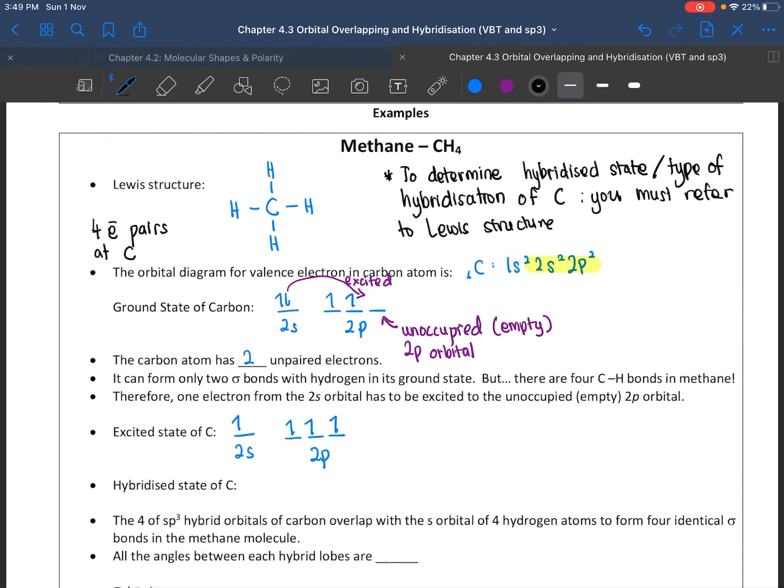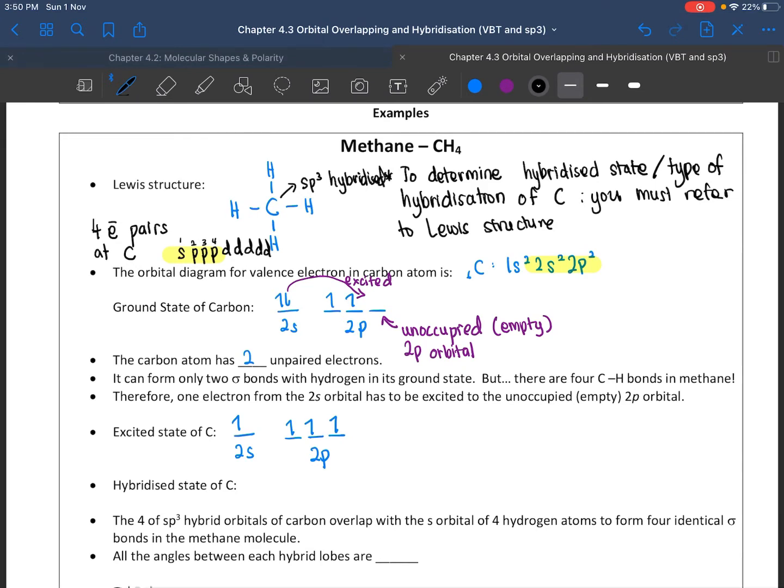Okay, so ini another tips. Kalau untuk type of hybridization, kita ada S, P, P, P, D, D. D ni actually ada 5. Kalau dia 4 electron pairs, maksudnya 1 S, 2, 3 lagi adalah P. Sebab cukup bilangan 4. So, ini 1, 2, 3, 4. So, sp3 hybridized. Carbon ni sebenarnya adalah sp3 hybridized.